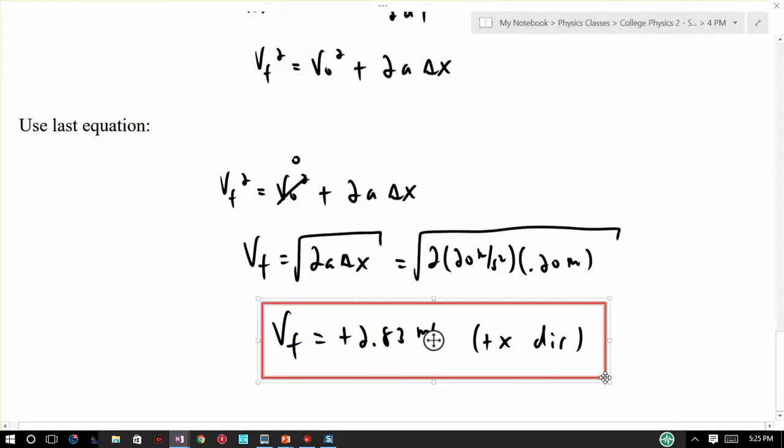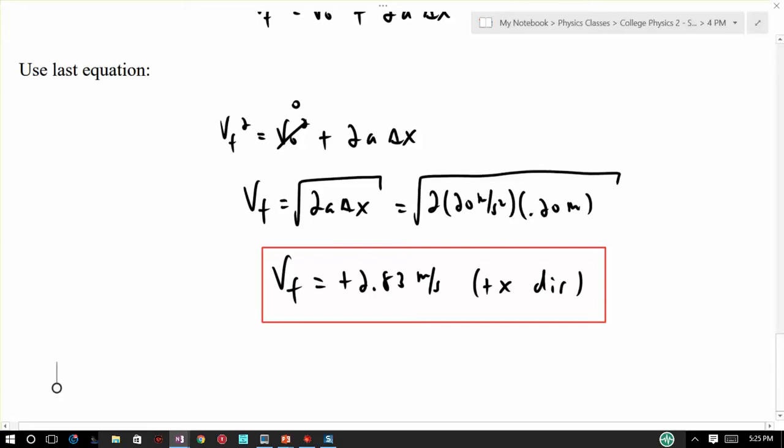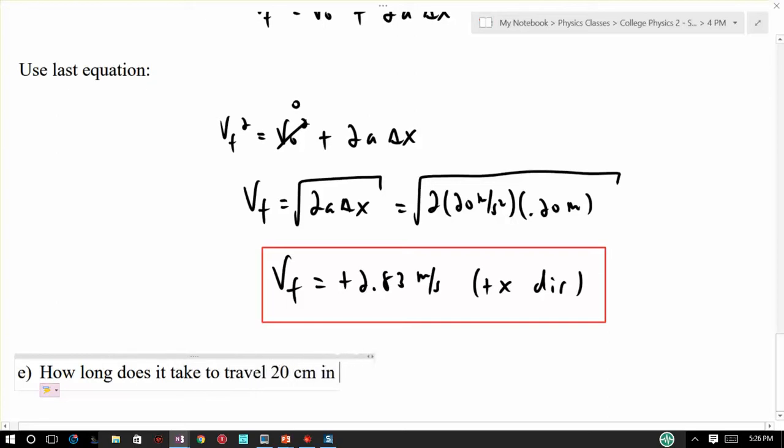Right, so that's one example of something we can answer: exactly how fast is the charge moving. Another thing we can ask is how long does it take to travel 20 centimeters in the positive x direction if it started from rest, right?